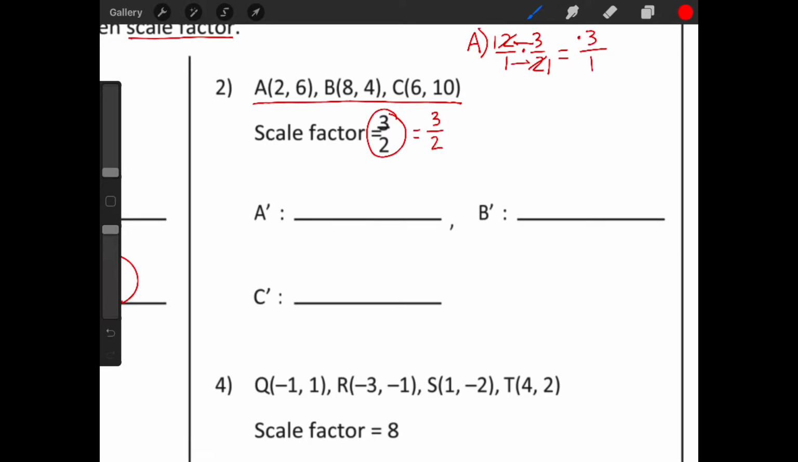1 times 3 is 3. 1 times 1 is 1. So that is 3/1, which simplifies to just 3. So my first coordinate is 3 for my letter A prime. All right, the next one is 6. We're going to put 6/1 times my scale factor of 3/2. Again, I'm going to simplify before I multiply to save me some work at the end. So 6 divided by 2 is 3. 2 divided by 2 is 1. And now we multiply straight across. 3 times 3 is 9. 1 times 1 is 1. So 9 is my final answer.